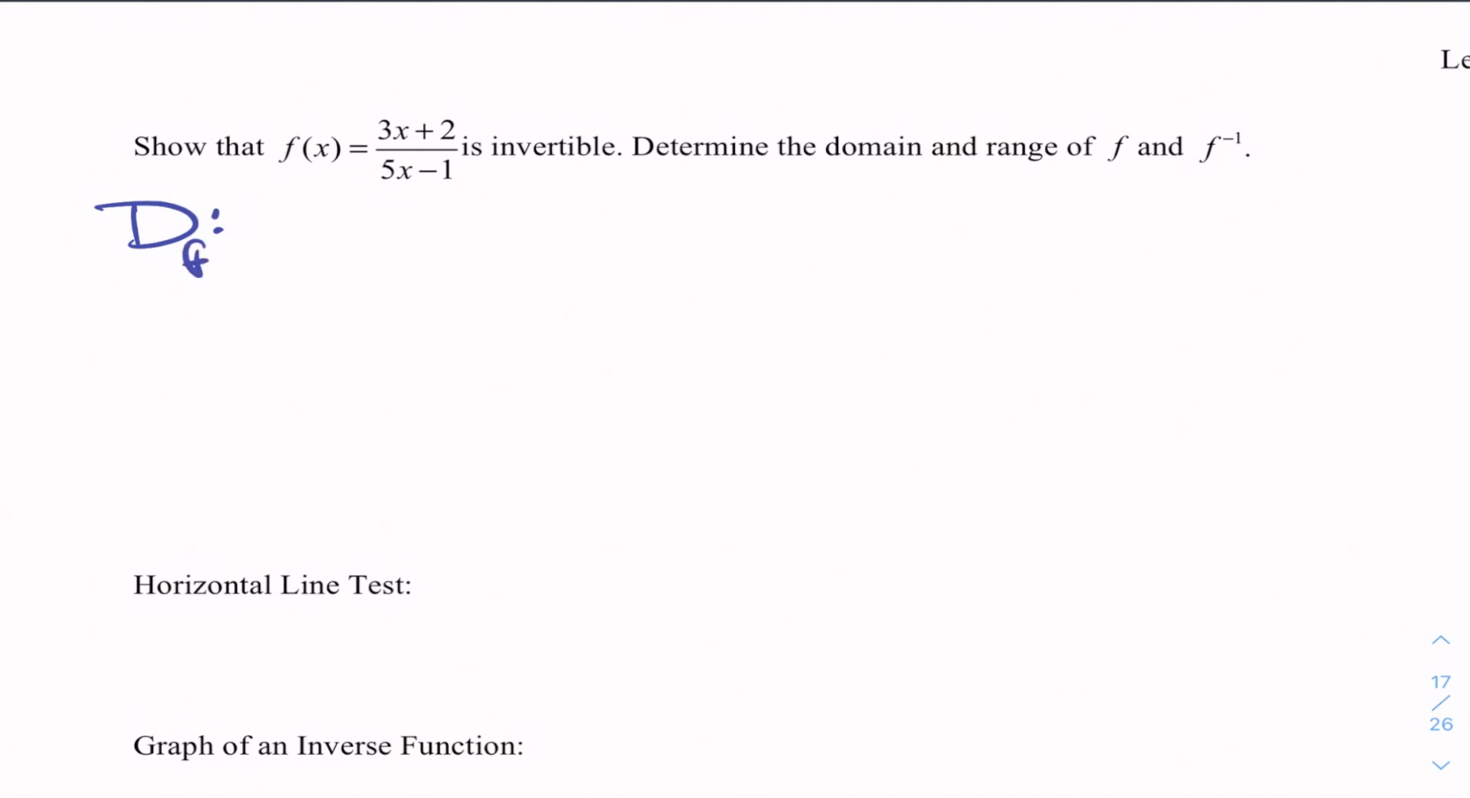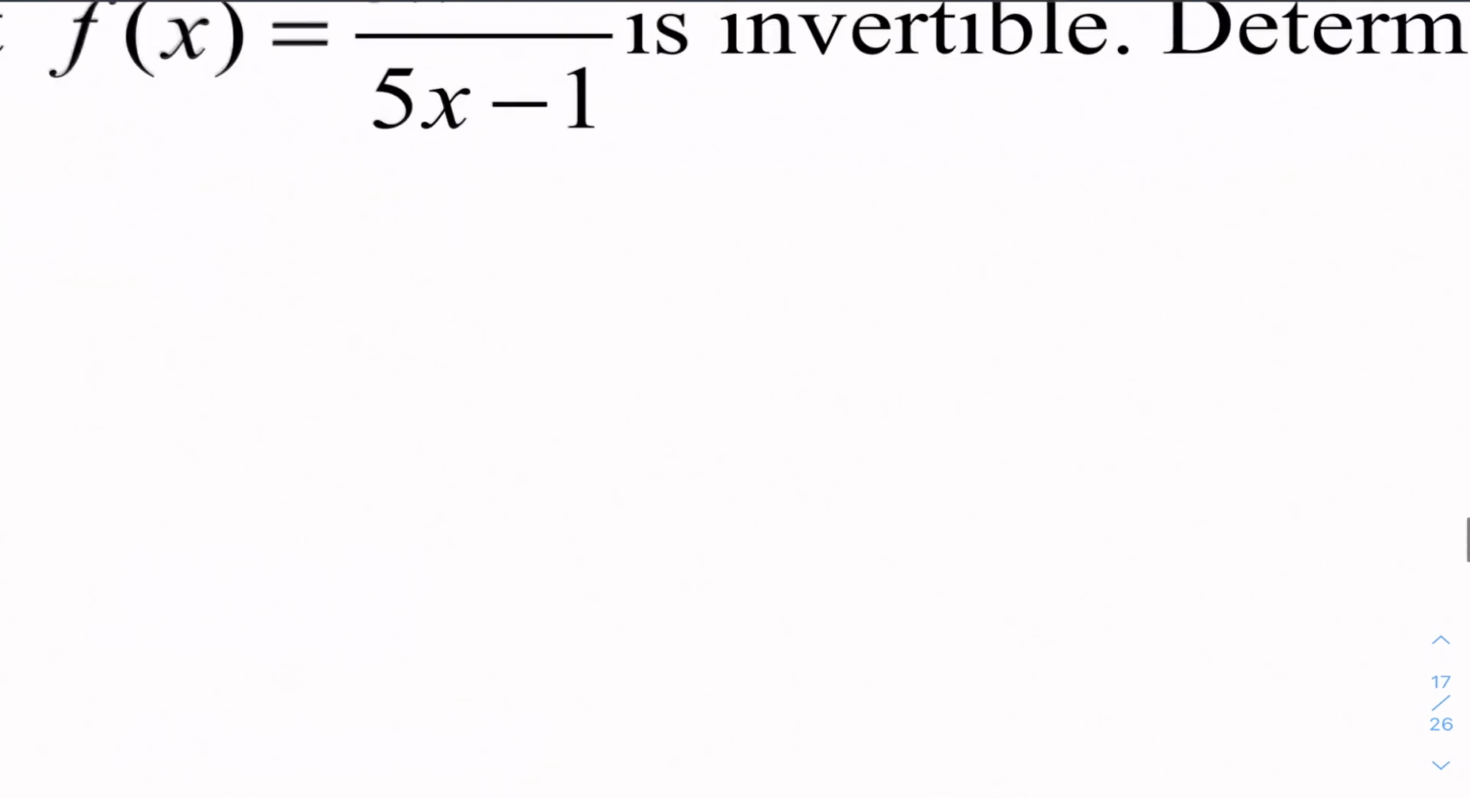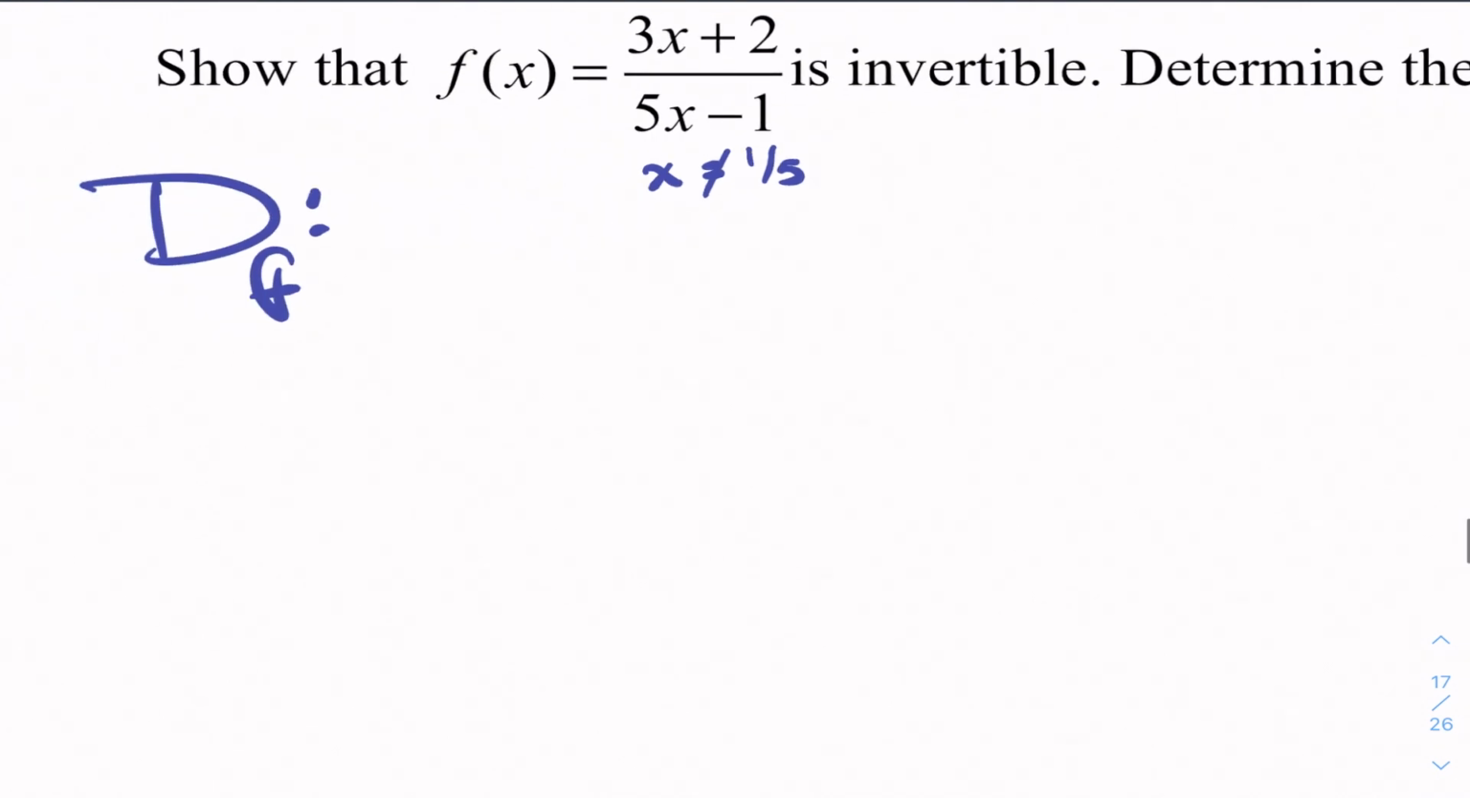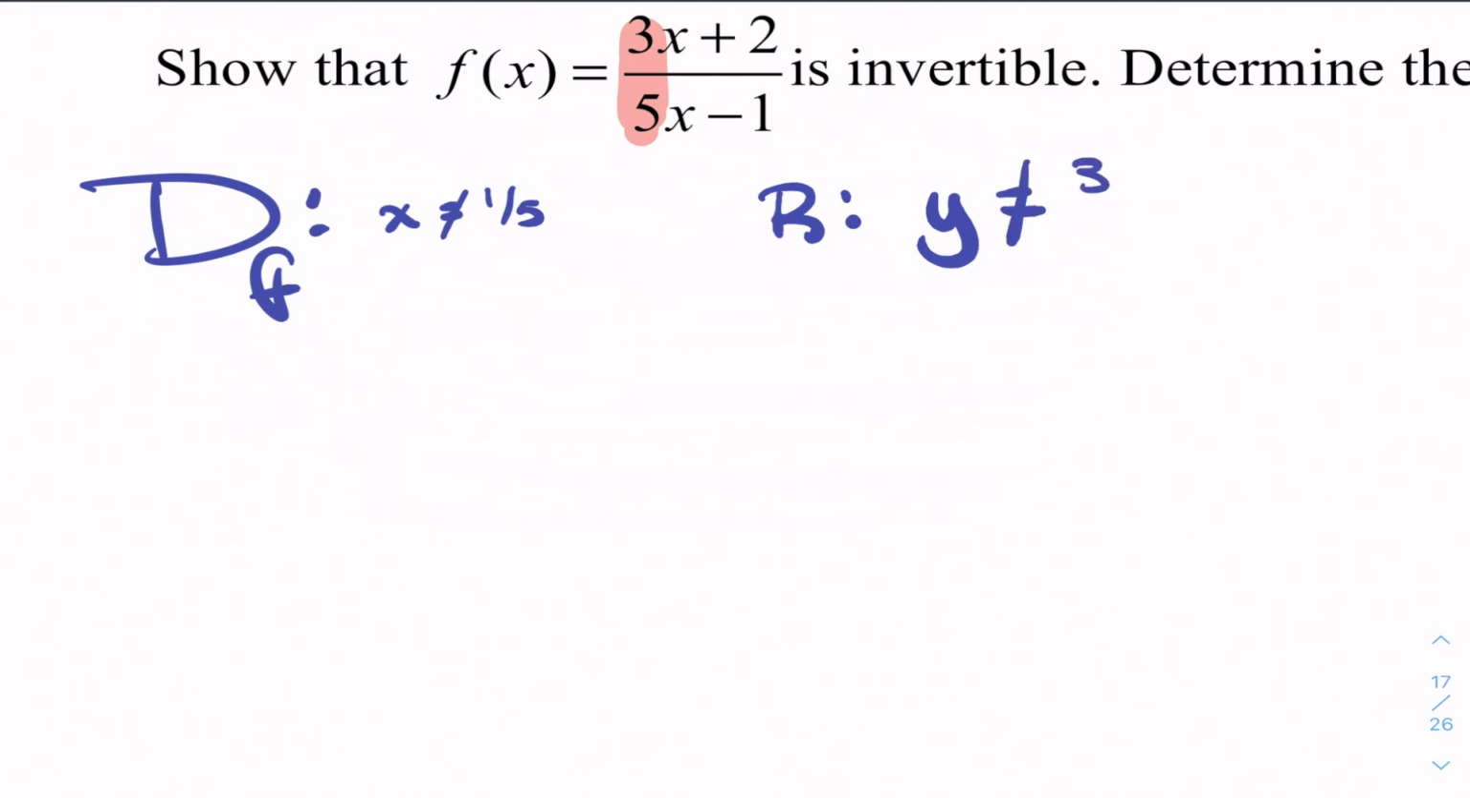So I'll write D sub f. We look at the denominator, and we ask, what makes this denominator 0? So we say x can't be 1/5. I'm just going to take that value that I just wrote and say that is my domain. Likewise, our range is limited by the coefficients. We look at the degree of the top, it's 1. The degree of the bottom is 1. So we do coefficient divided by coefficient. We say the range is y cannot equal 3/5. That's my horizontal asymptote. This would be my vertical asymptote.